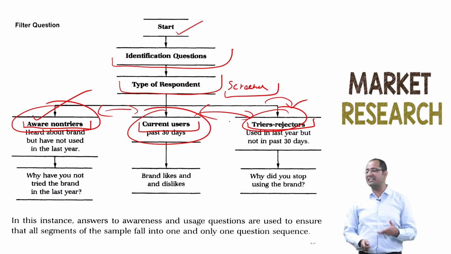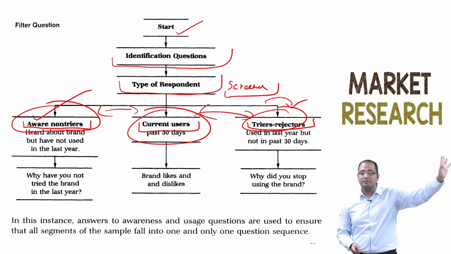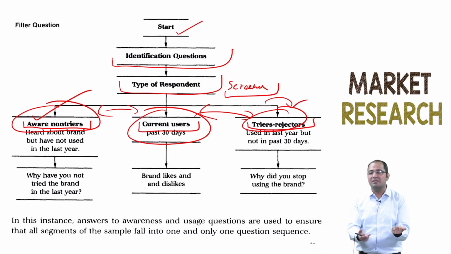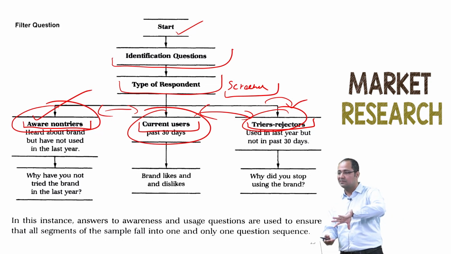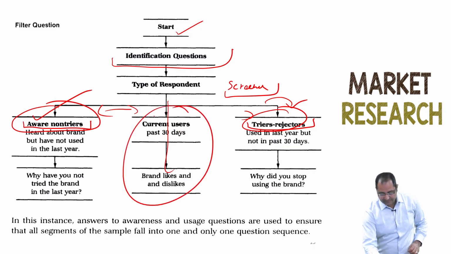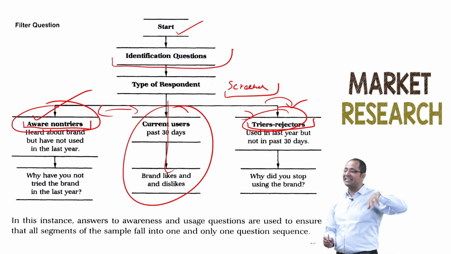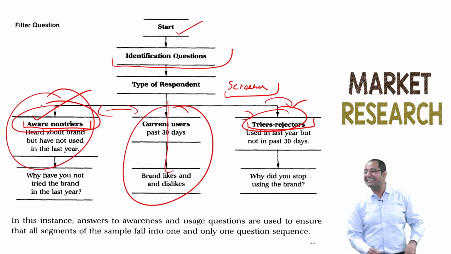So the screener questionnaire helps you screen out, either filter out the respondents that you don't want, or you make multiple surveys. Like in this case, a product company wanted to understand the likes and dislikes of the current users. So for the current users, they would have this survey. But what about those who know the brand but have never tried? If you want the responses from them so that you can win them, you can give a different survey about why they did not try.